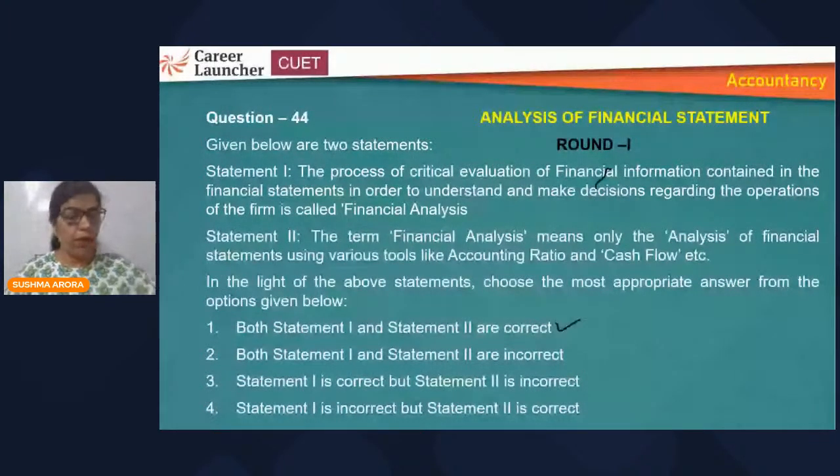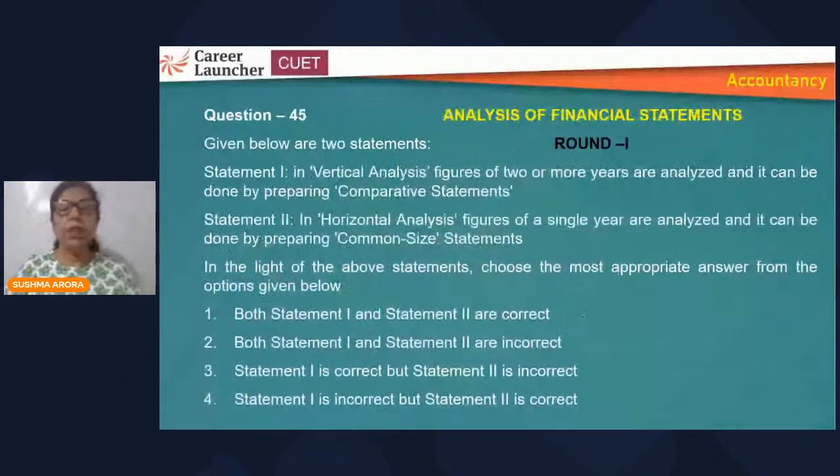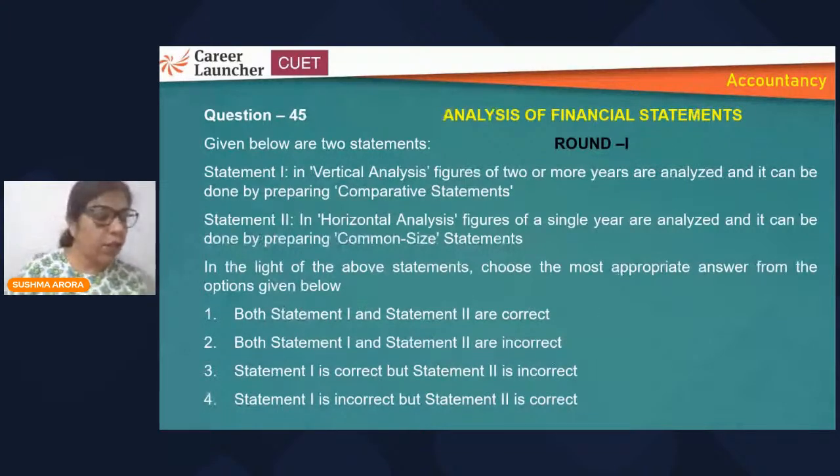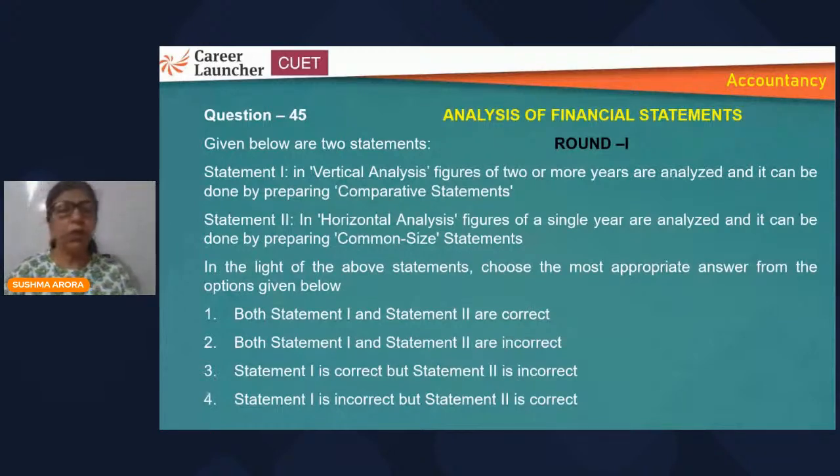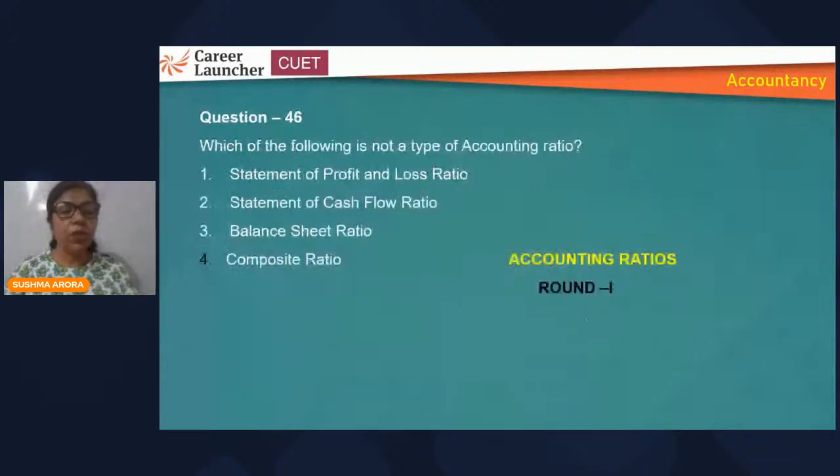Shall we move? Yes, 45th. Vertical analysis is related with common size and horizontal analysis with comparative. So answer B. Okay. Now next. Which of the following is not a type of accounting ratio? See, you have studied the profit and loss ratio for profitability. Yes, very good.